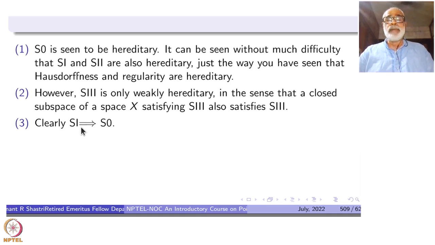Now, S1 implies S0. What is S1? Any two distinct points, there is a separation. If there is a separation, they can't be in the same component. So if any two points cannot be in the same component, all the connected components are singletons, that's all. It is quite often that people confuse S0 with S1. So, caution, S0 does not imply S1. We will see some examples soon. Unfortunately, the word totally disconnected is used for this one also, by some authors. So you have to be careful with that.